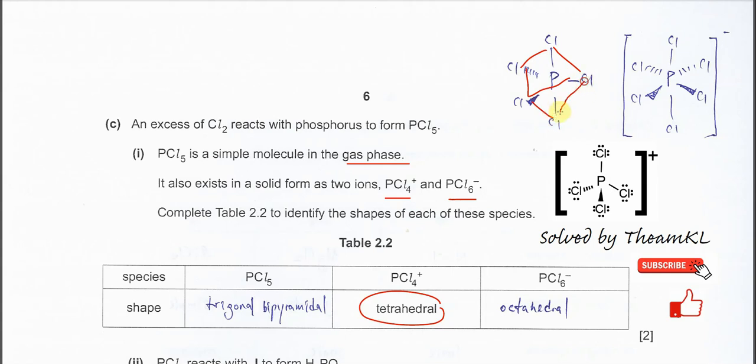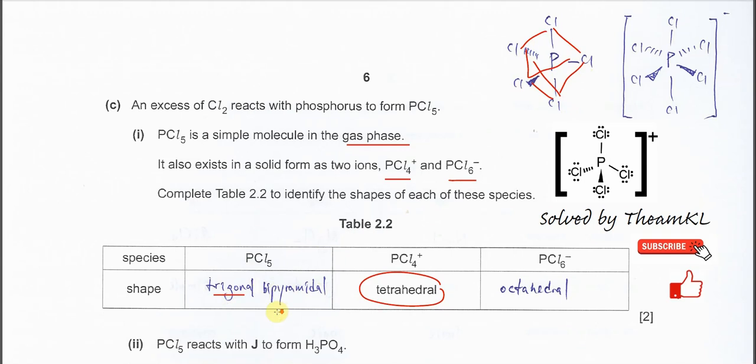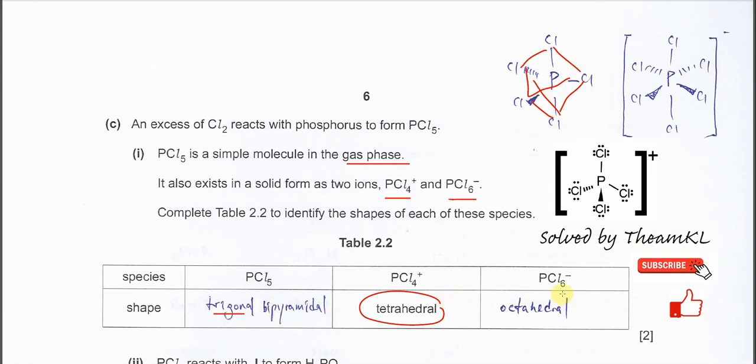Below, there is another one, right? So here. Therefore, you must give the full name. Trigonal means this trigonal base, and it must be bipyramidal, 2 pyramids there, right? So after that, PCl6 negative is something like this, because now the phosphorus with the chlorine has formed 6 covalent bonds, meaning 6 bonding pairs surrounding the phosphorus. So it will be octahedral geometry.